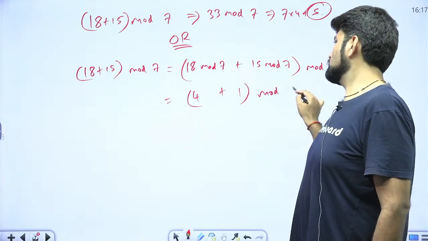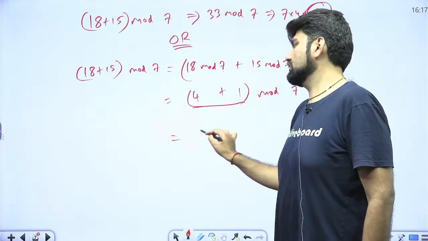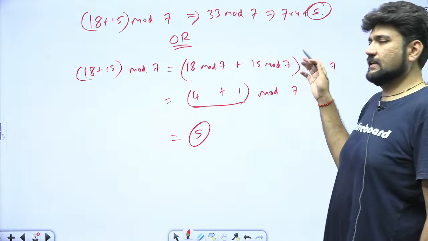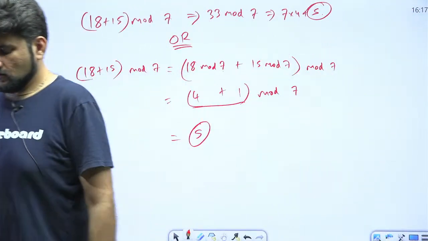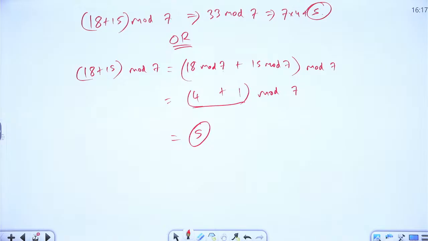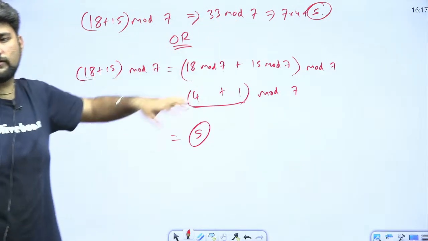So this mod 7 is useless actually because we have 5 here. So 5 is my answer. Because 5 mod 7, any number which is less than 7, the mod is always going to be the same number. Okay. So the answer is 5. See, either which way you will see the answer is always going to be the same.